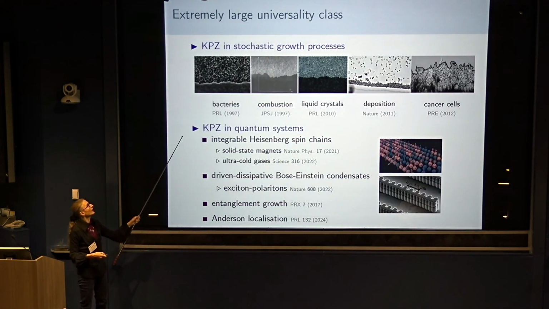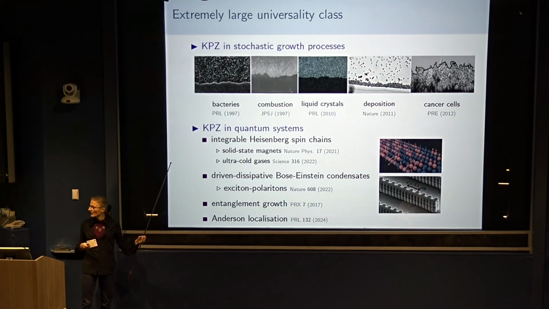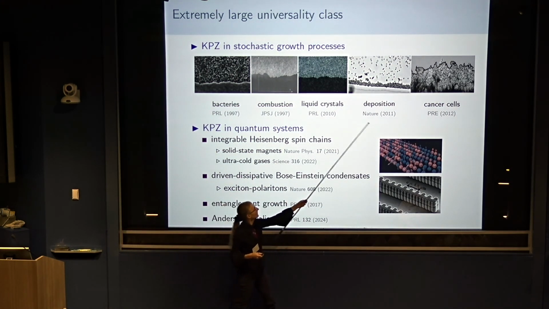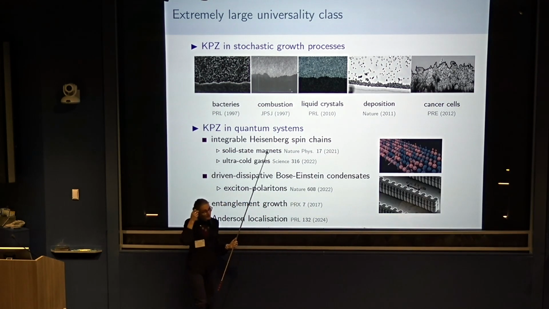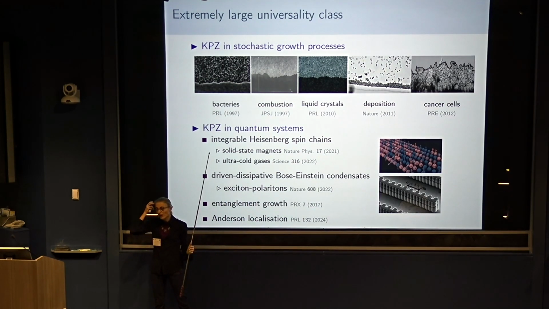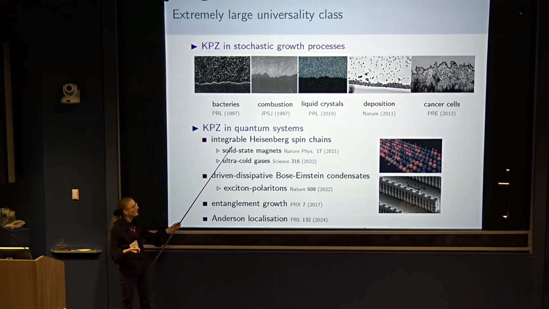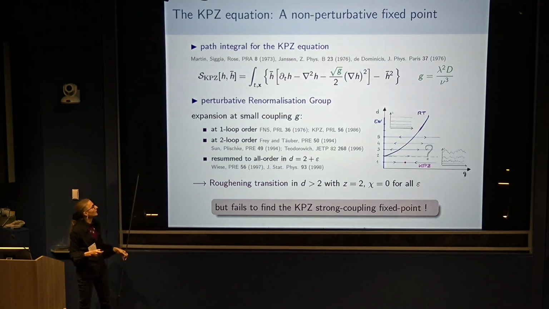Okay. And just to tell you that, in fact, this is an extremely large universality class. It has been studied in many beautiful experiments, including liquid crystal or cancer cells. And at the moment, in the last 5 years, it has become a hot topic in quantum systems, because KPZ has been shown to emerge very surprisingly, for instance, in the integrable Heisenberg spin chain, in driven dissipative boson condensates, in Anderson localization, and many of these have been verified experimentally. So it's really a big activity at the moment in quantum systems. Okay, this was just a comment.